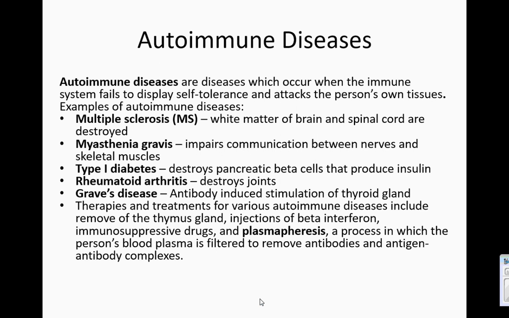Multiple sclerosis is where the white matter of the brain and spinal cord are destroyed. So that's the myelinated axons that we talked about previously. It's going to result in a whole bunch of issues. Myasthenia gravis impairs communication between nerves and skeletal muscle. Mentioned that one previously a little bit. Type 1 diabetes, we learned, is where the beta cells in the pancreas are destroyed, therefore the person cannot produce their own insulin. Rheumatoid arthritis destroys joints.